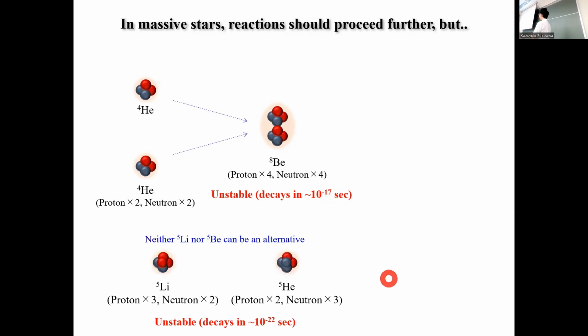So this reaction path cannot be used to synthesize heavier elements. Instead of this, we may add one proton or one neutron to an alpha particle. But those nuclei with mass number 5 are both unstable. They decay actually in 10 to the minus 22 seconds. So this is also not the reaction path.